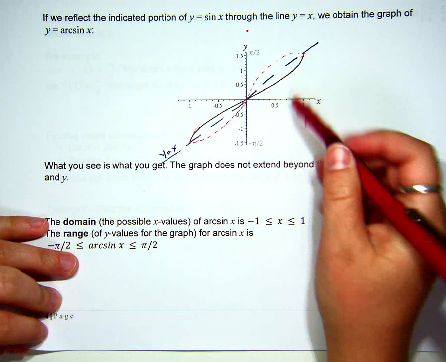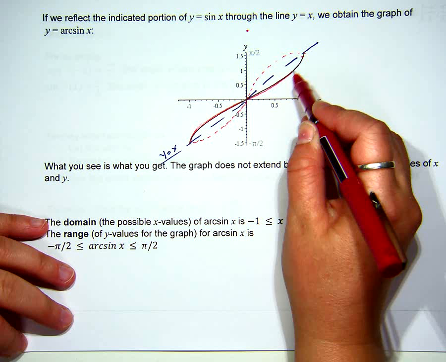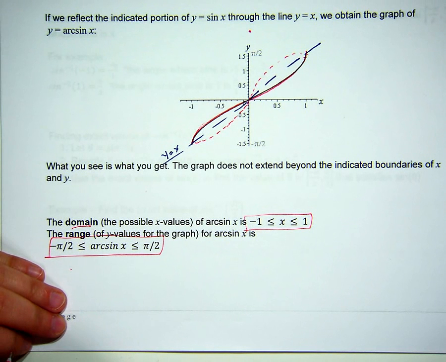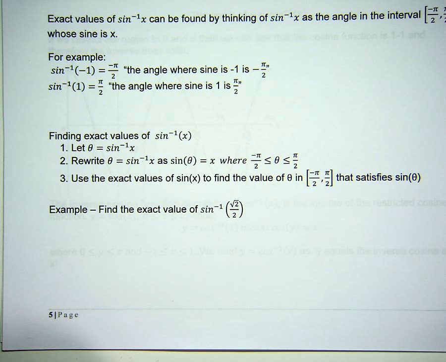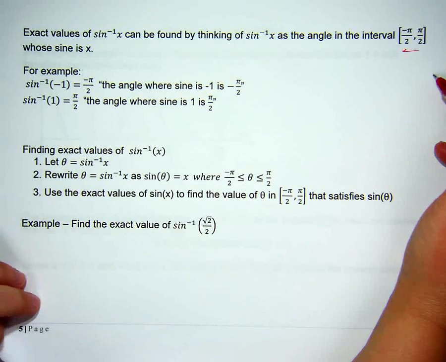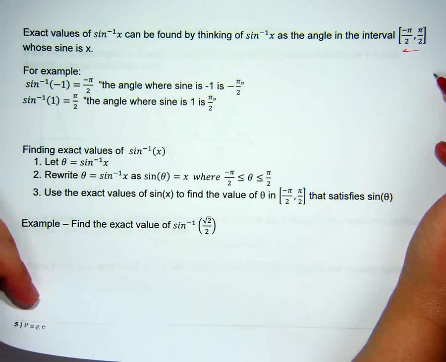So this is the sine inverse function. The domain is anything between negative 1 and 1. The range is anything between negative pi over 2 and pi over 2. So how do I solve things for sine inverse? Exact values of sine inverse can be found by thinking of sine inverse as the angle between negative pi over 2 and pi over 2 whose sine is x.